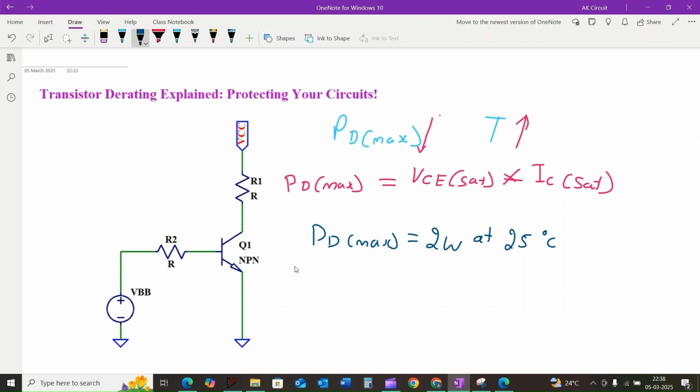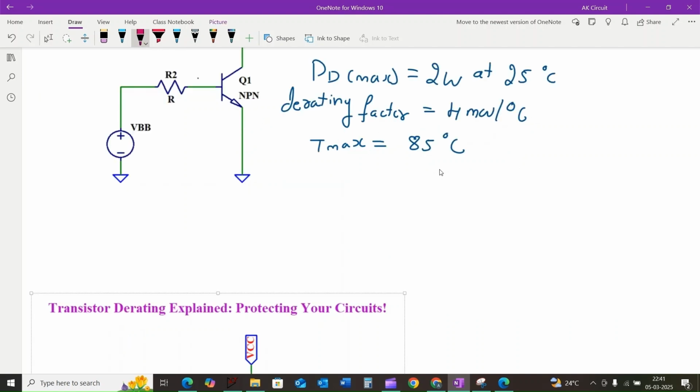That is the derating factor. This means that every degree the temperature goes up, our transistor can handle 4 milliwatt less power. And we will calculate the maximum power dissipation at 85 degree centigrade. That means the maximum temperature T max will be 85 degree centigrade.